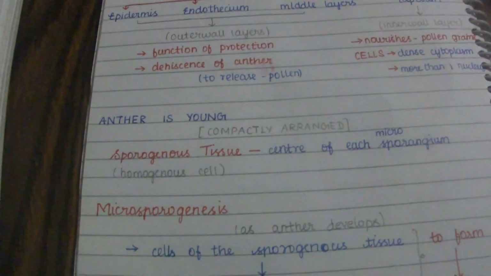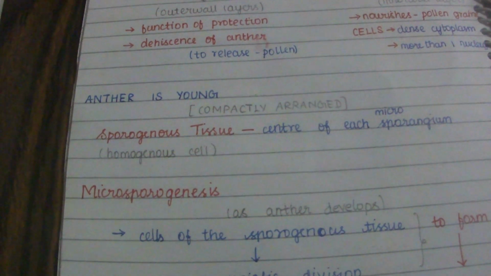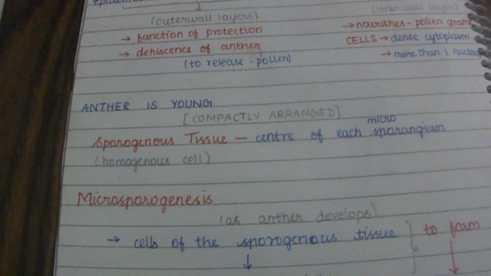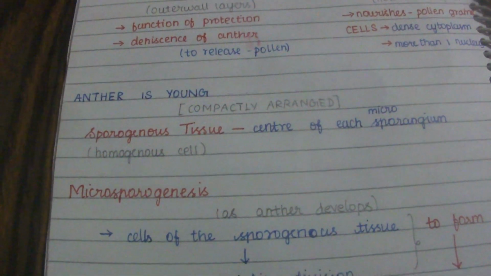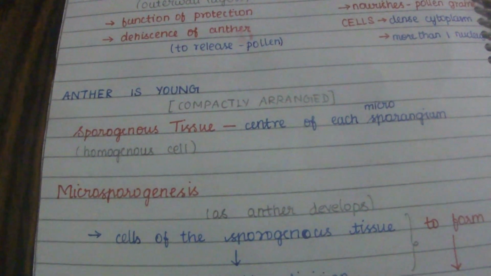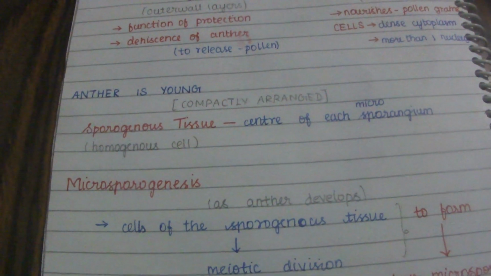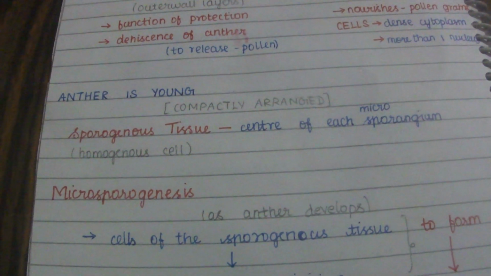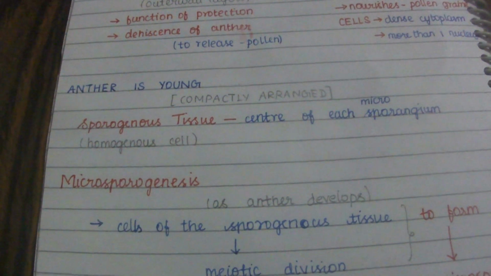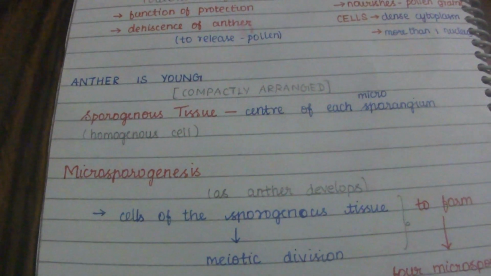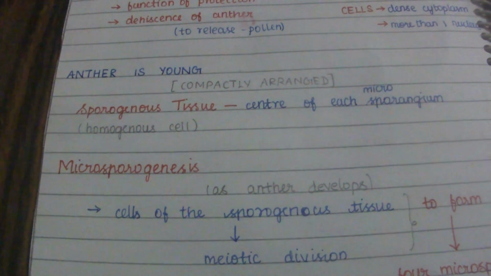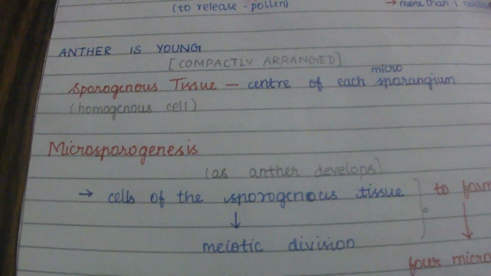When the anther is young, it consists of compactly arranged homogeneous cells, which together are called sporogenous tissue. This tissue is located at the center of the microsporangium. So in the center of each microsporangium there will be sporogenous tissue.